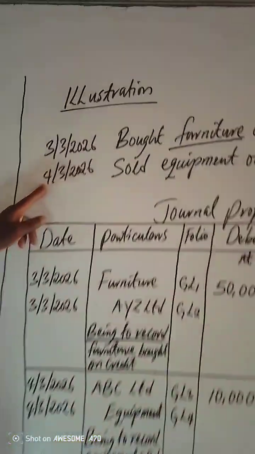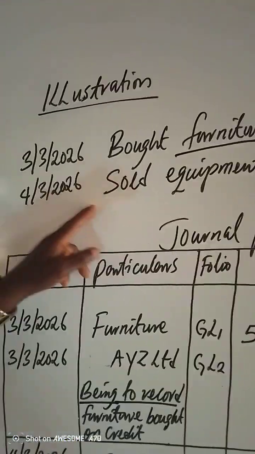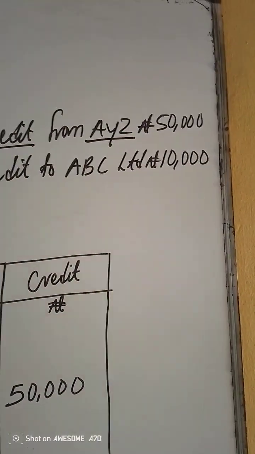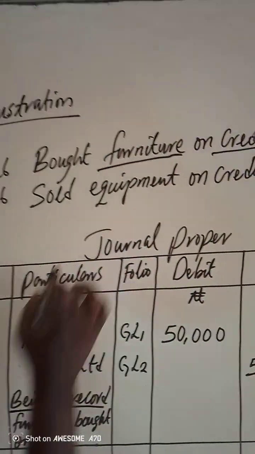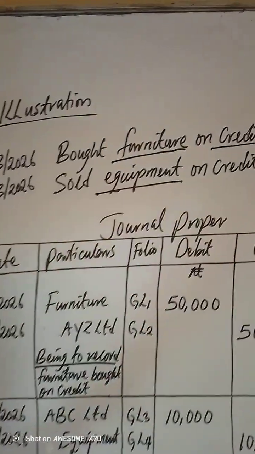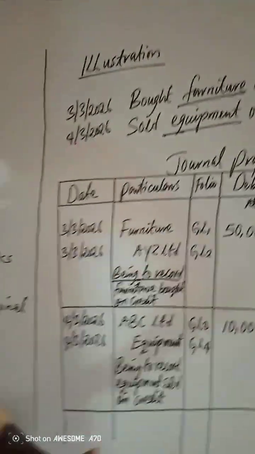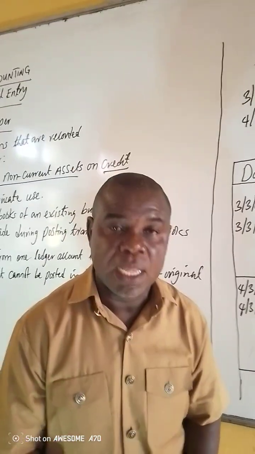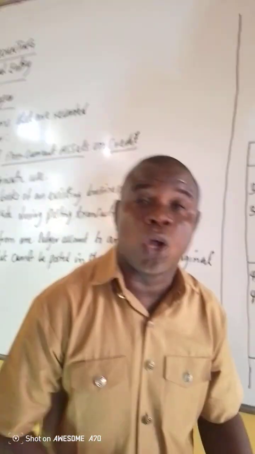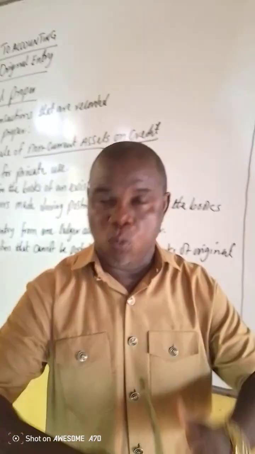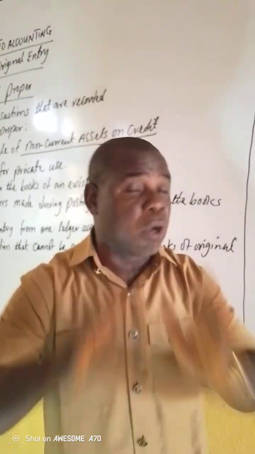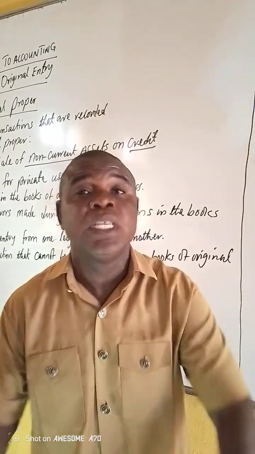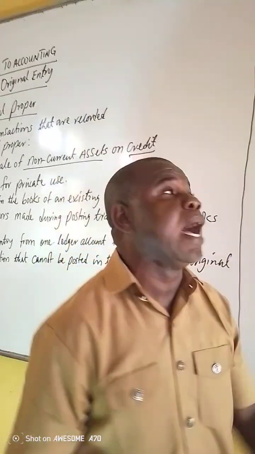Next, you go to the second one. 4th of April 2026, sold equipment on credit to ABC Limited. Here we are also selling. And equipment here is also a non-current asset. Mind you, non-current assets are assets that the business buys to have future economic benefit: land, building, furniture, equipment, motor vehicle, and what have you. So if they are purchased on credit, mind you, the only place we can record in terms of books of original entry is nowhere but in the journal proper.